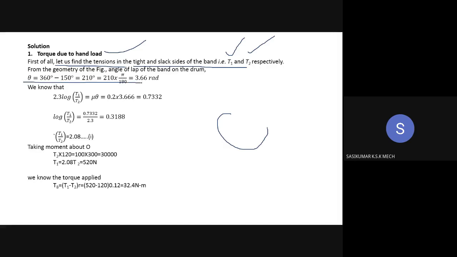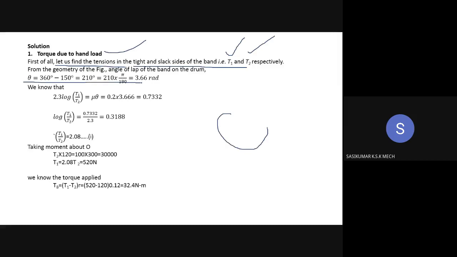Okay, so that is this much. So 210 degrees, and in radians it is 3.66 radians. Also for this kind of band brake, you know that the ratio of tensions is 2.3 log of T1 by T2, that is equal to mu theta. So here also theta should be in terms of radians. On solving this, first you have the ratio of T1 and T2 as 2.02.